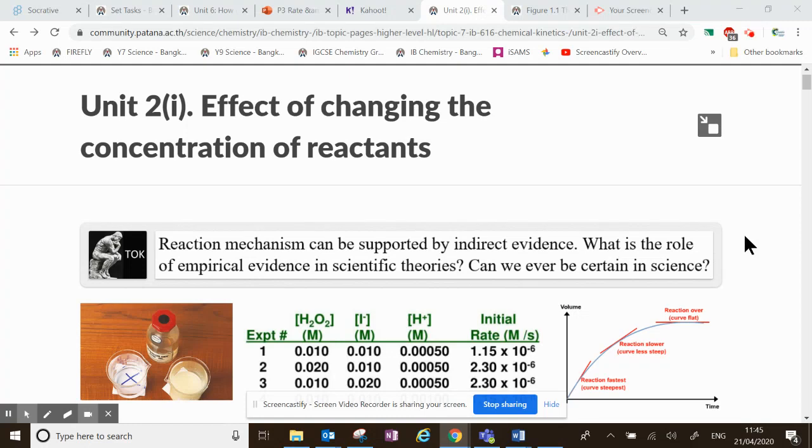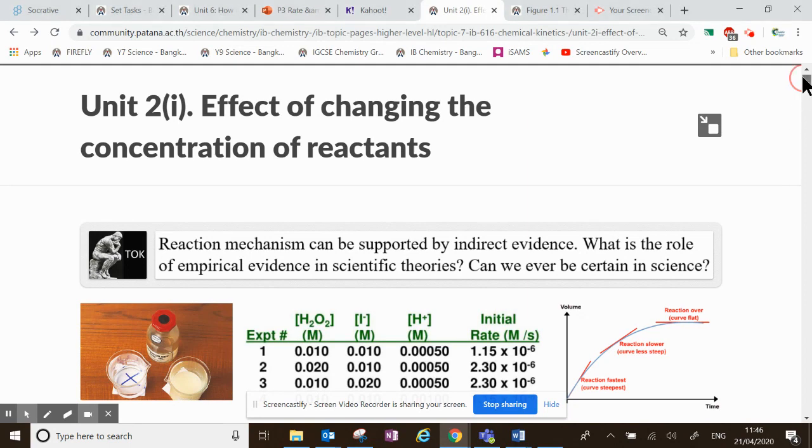I'm going to talk you through one of the PowerPoints, which is on the Unit 2.1 page, to help you to understand a little bit about the relationship between concentration of reactants and the rate of the chemical reaction. What is the numerical, mathematical relationship between those two things? How can we describe it?